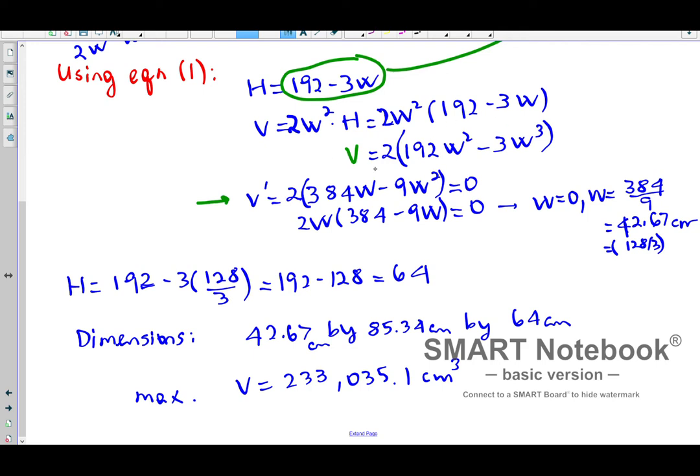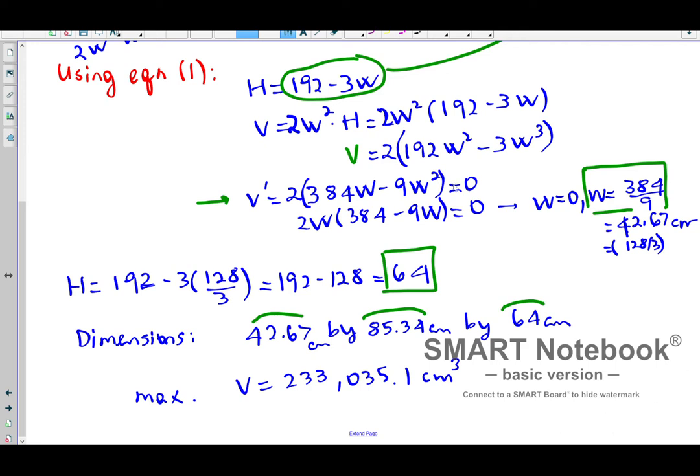You can do it that way, or if you prefer, you can distribute the 2 also, and then take the derivative term by term. Either way you do it, you're going to end up with the final answer of W equals 384 over 9, and H equals 64. But when you interpret your final answer, don't forget you have to interpret it as W, comma, 2W, comma, H. So if this is your W, roughly 42.67, that's one dimension, and the other side will be 2W, twice that much, 85.34, and H is 64.